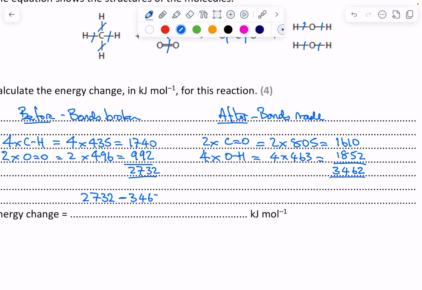So you've got 2732. Plug that into my calculator. Subtract 3462. And that's going to give me an answer of minus 730 kilojoules per mole as a final answer. There are 4 marks available here, so it's quite a big calculation to do. You are going to get, in terms of marks, 1 mark for working this part out correctly, 1 mark for working this bit, 1 mark for doing that, and then 1 mark for your final answer.